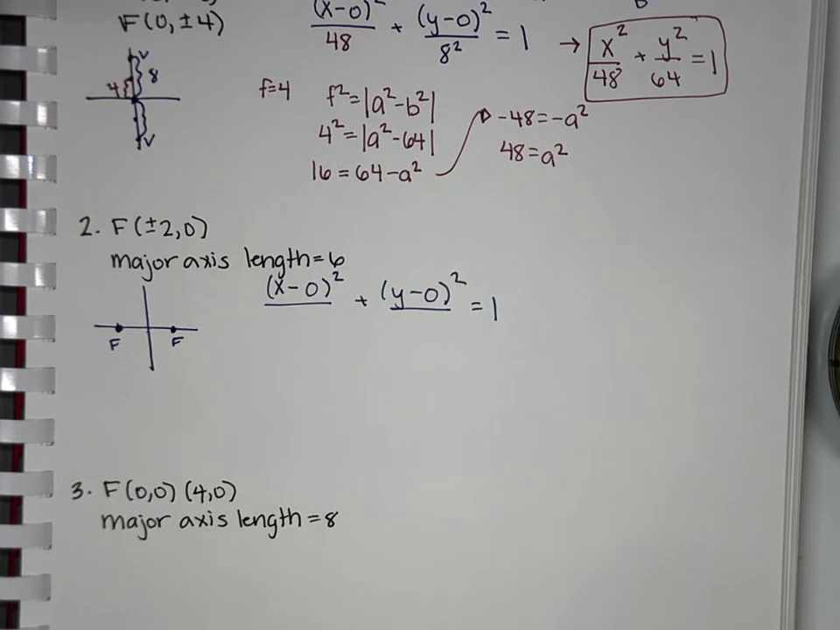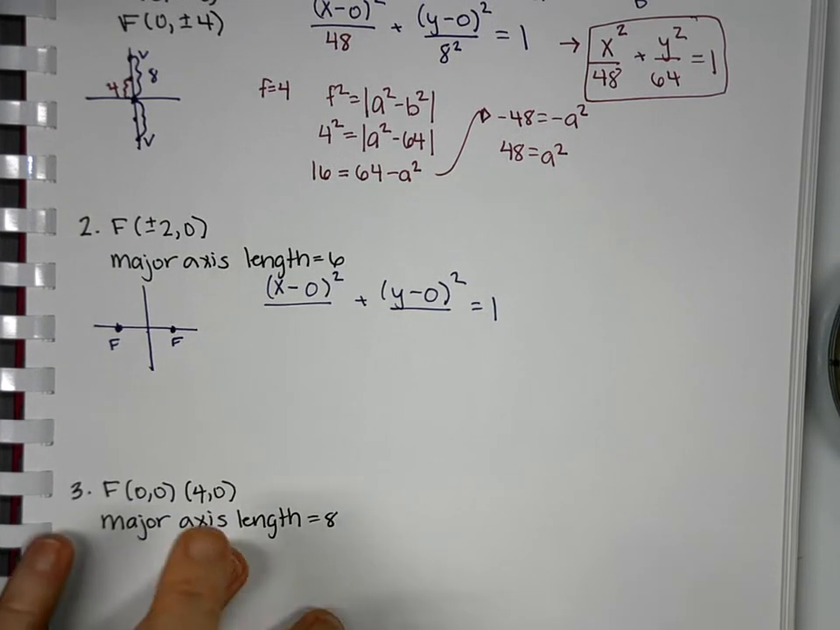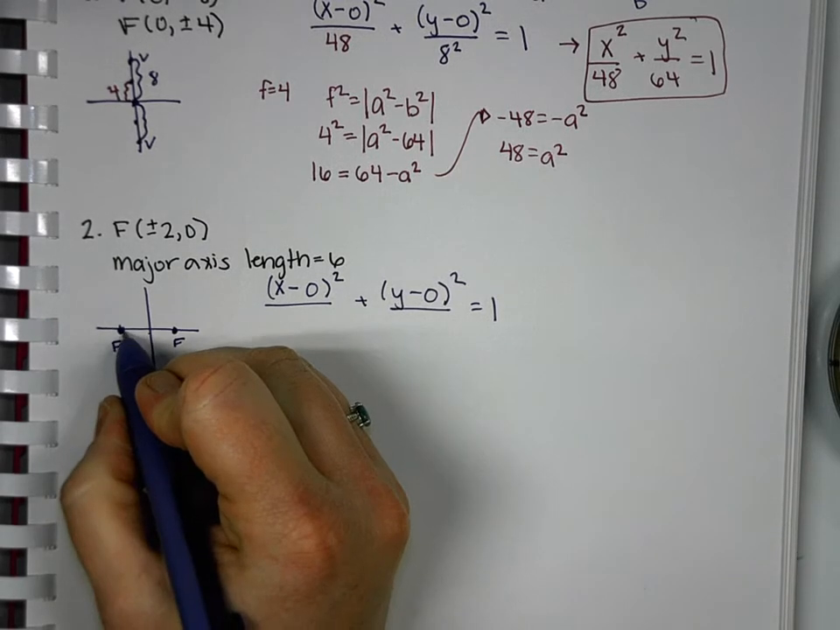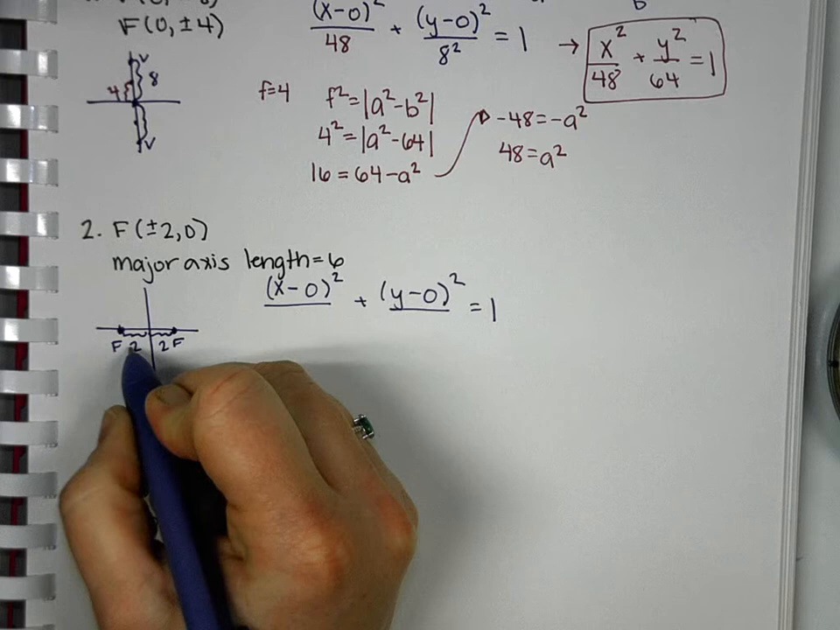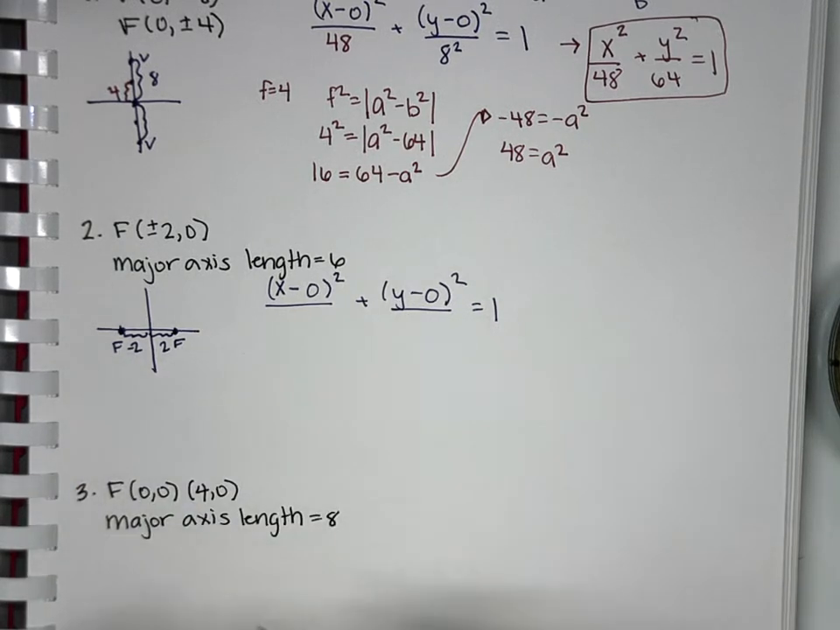Now, we don't have enough yet to find a or b, but I do know that f here is a distance of 2, so negative 2 and 2, so a distance of 2.